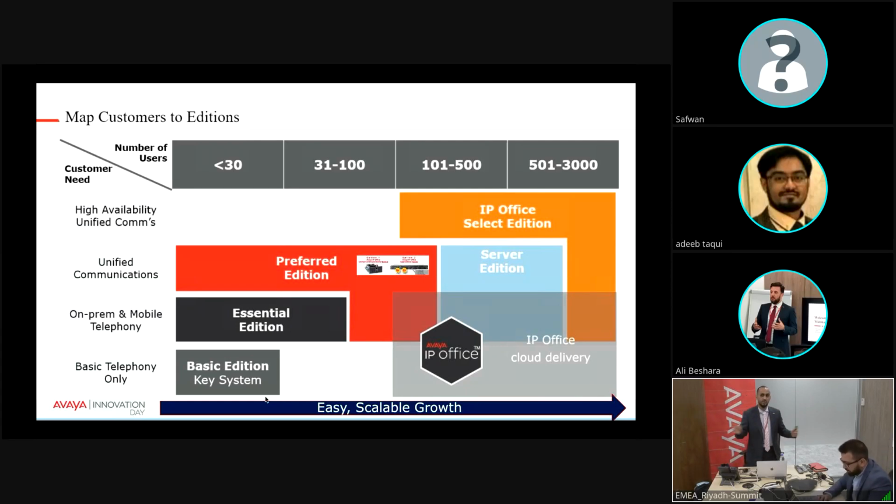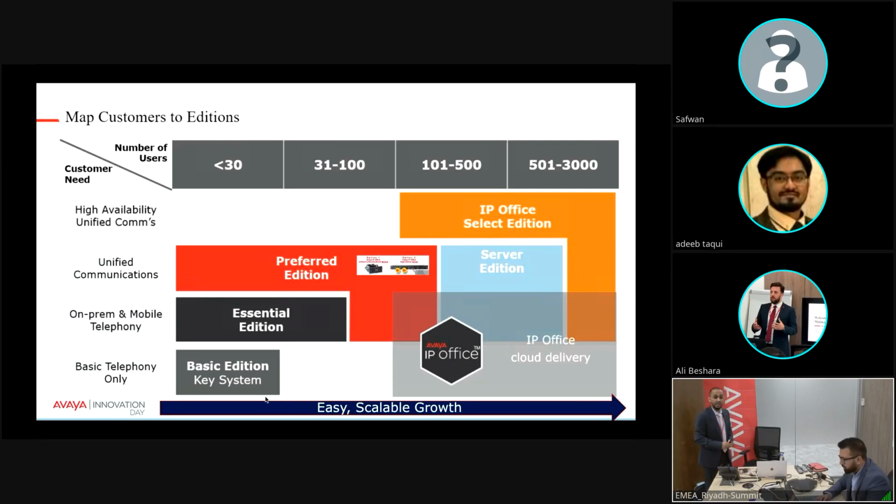In Select Edition, we can reach up to 500 voicemail ports, 500 SIP trunks, and connect up to 150 branches. That's the highest limitation for IP Office. Regarding the audio conference, with Basic Edition we can make just up to 64 conference calls.